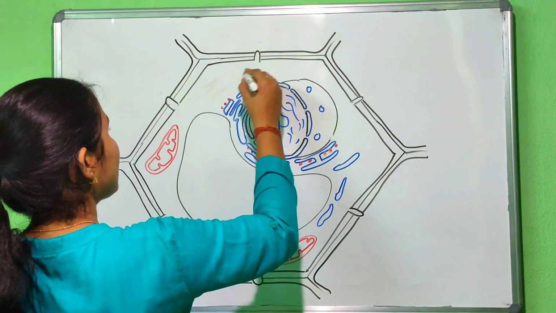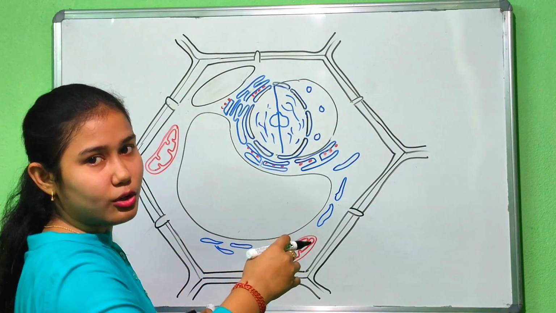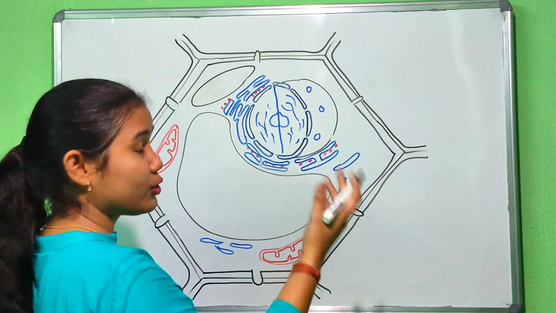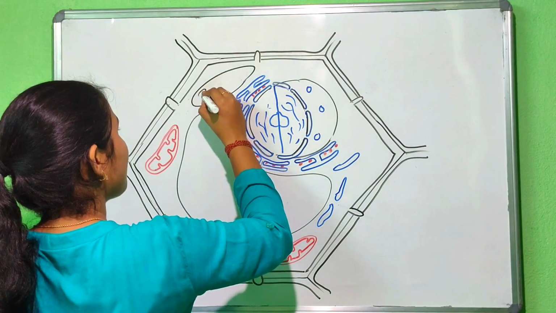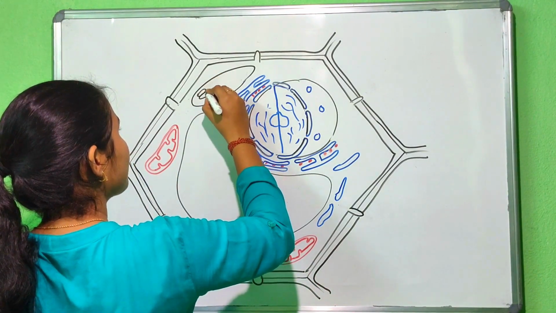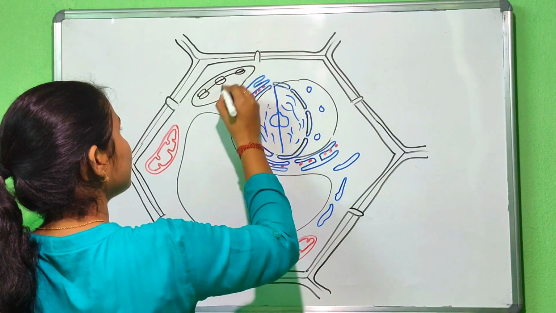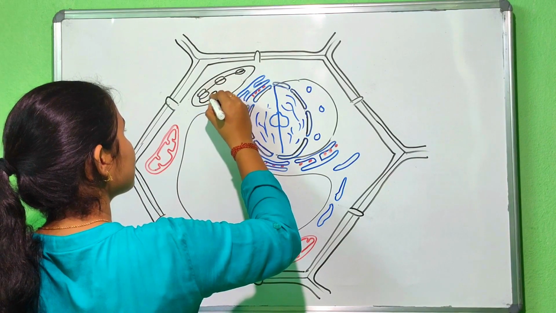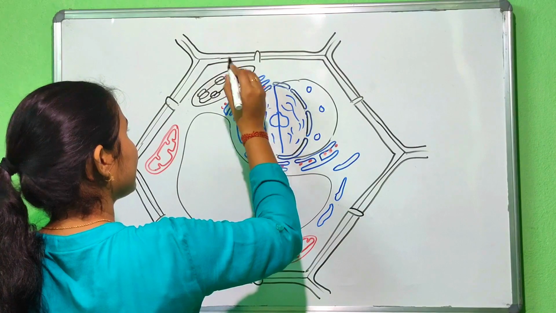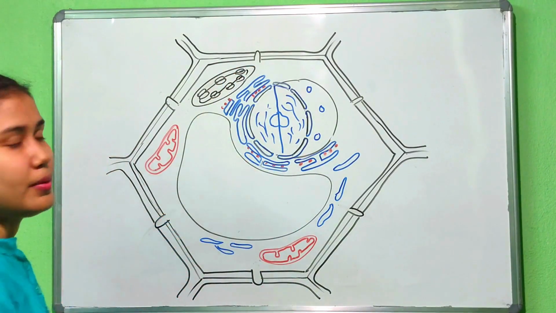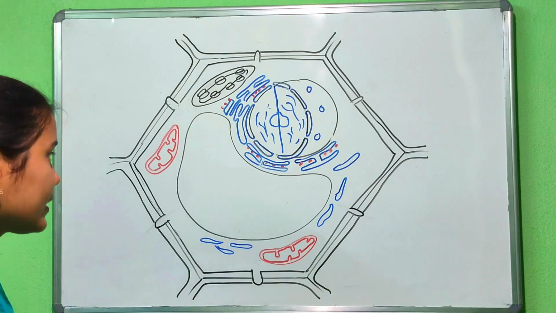Okay. Now let's draw the chloroplast. So, what happens inside the chloroplast? Photosynthesis takes place. There are some coin-like structures inside the chloroplast. We will draw piles of coins. These are the grana, inside the thylakoid membrane. This is the chloroplast.